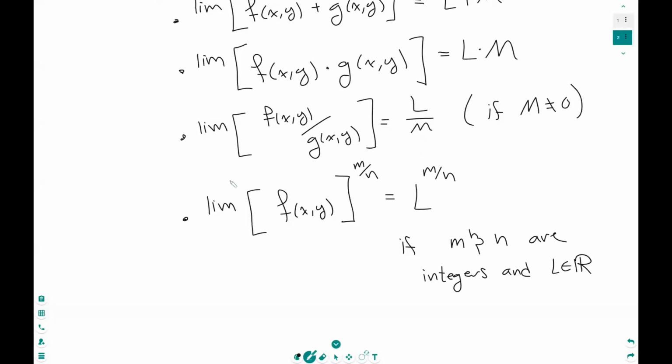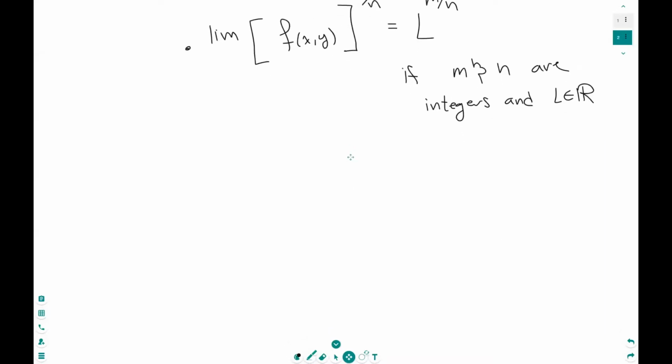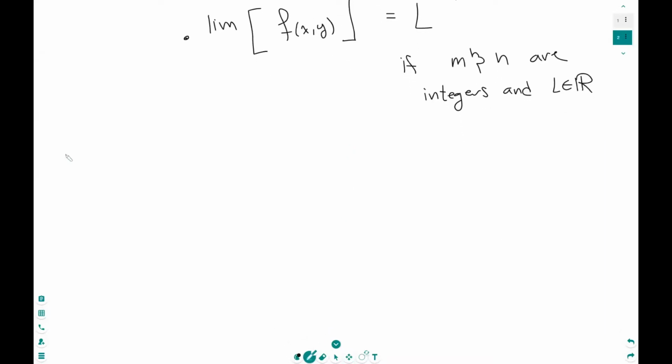So these are a lot of the same properties as limits of one variable, but now we get this idea that they still work in the framework of multivariables. Okay, so let's do another example here.